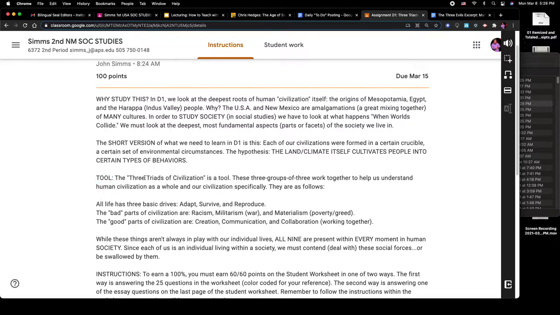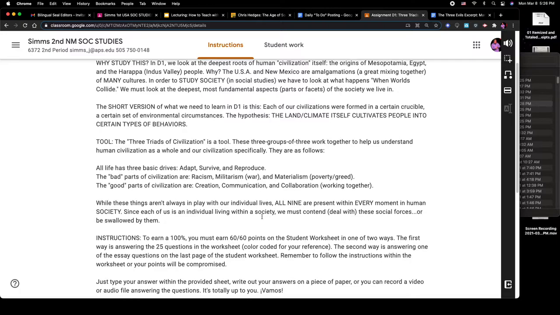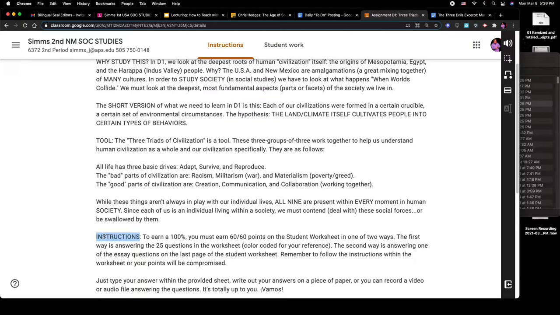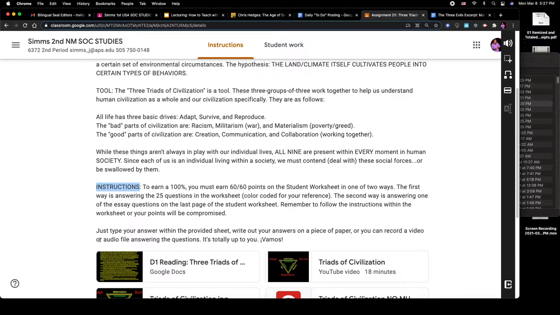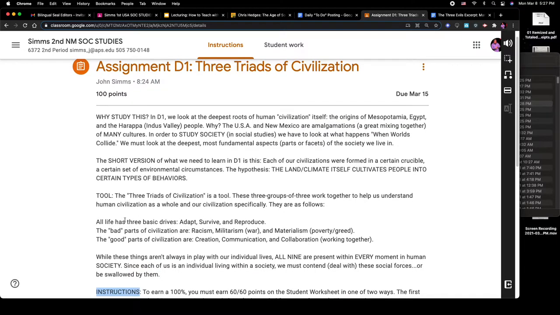Three triads of civilization come down here. There's three of something. There's three of this. Interesting. But there's no instructions. Okay, he's literally putting it right there. Okay, so I'm still going to read this. Assignment D1, Three Triads of Civilization.